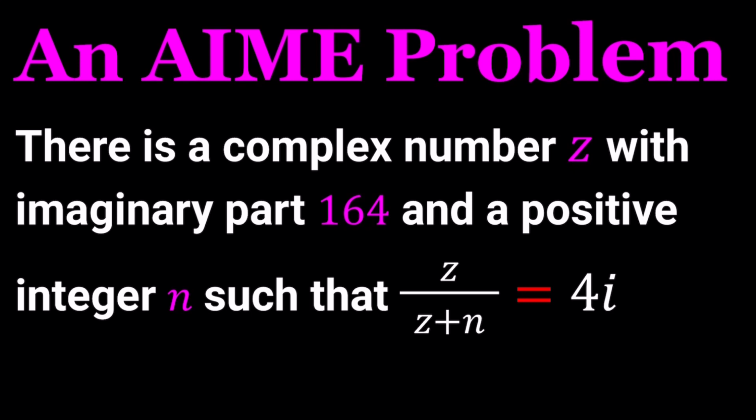So AIME is a 3-hour test where you have to answer 15 problems. And the answers are integers 0 through 999. So it's a pretty difficult test, but this is problem number 2. So that's one of the easiest problems on AIME. That's why I picked it, right? All right, cool. Let's go ahead and take a look at this equation.